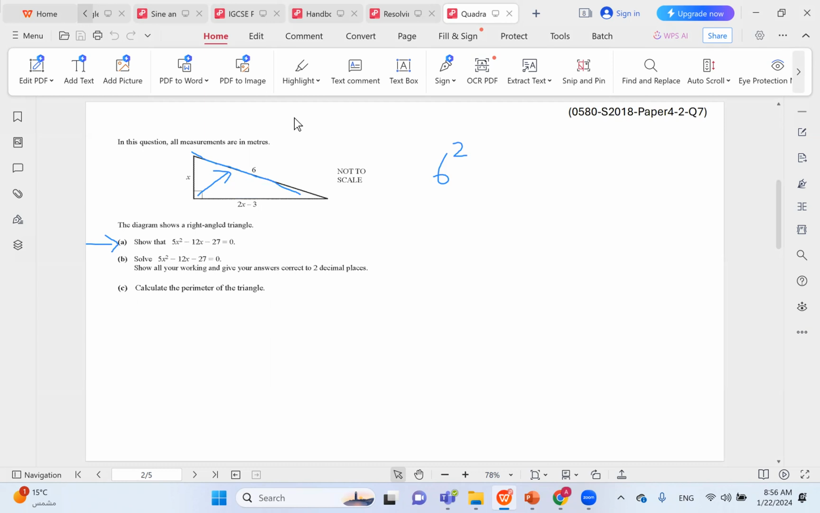So the Pythagorean theorem says that this side is C, and this side is A, and this side is B. A and B do not matter. You could have switched A and B, but the important thing is to make sure you understand that C is the hypotenuse, which is the longest side. And the Pythagorean theorem simply states that C squared equals A squared plus B squared. So in this case, we have 6 squared equals x squared plus 2x minus 3 all squared.